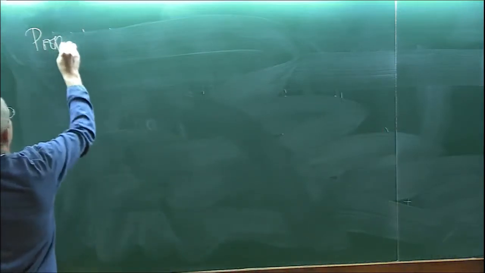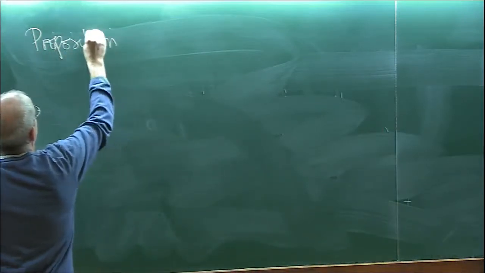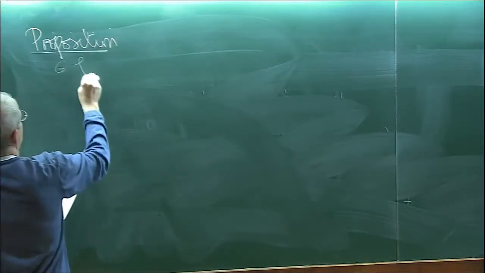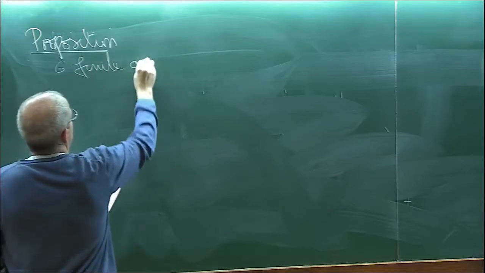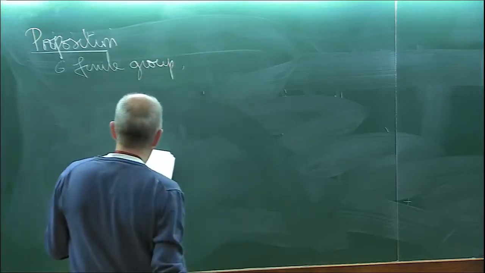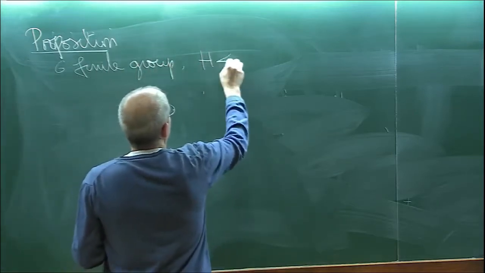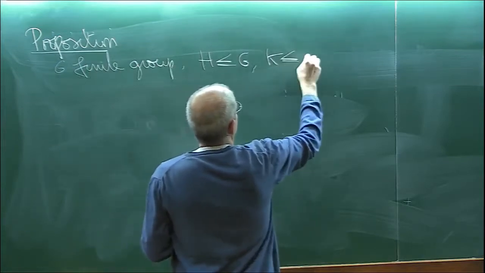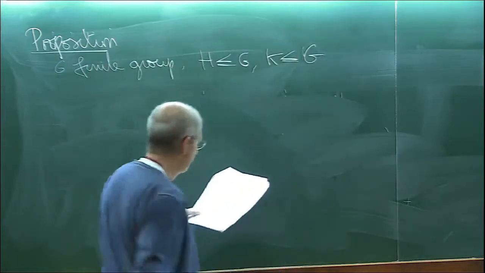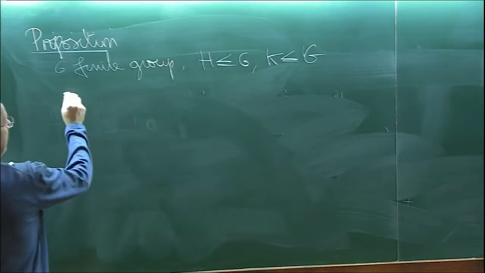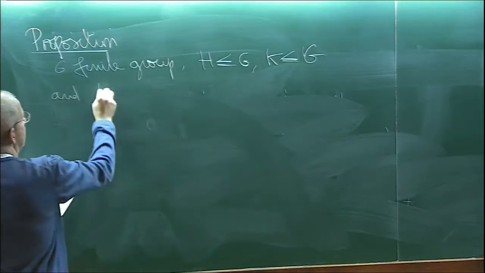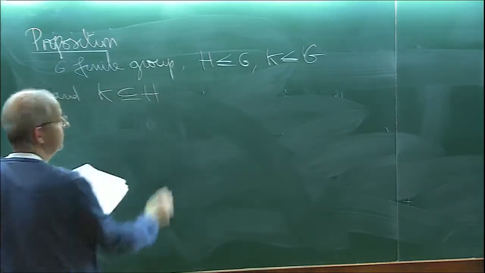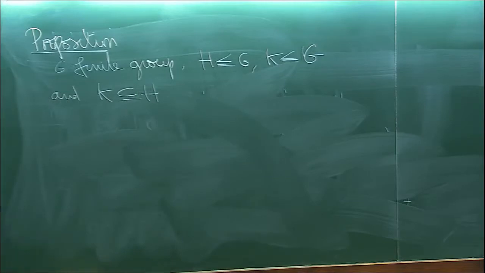Okay, so here is a proposition. Let G be a finite group, H and K subgroups, such that, and I assume that K is the smaller one of the two. So this is data.